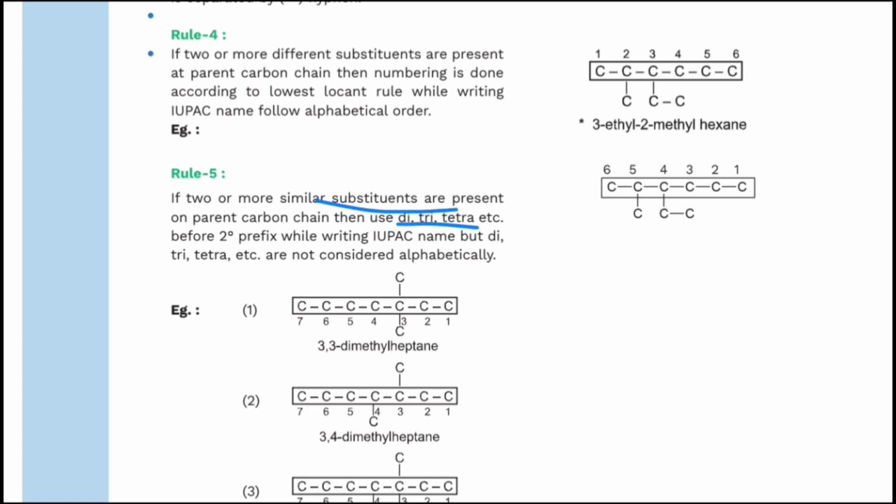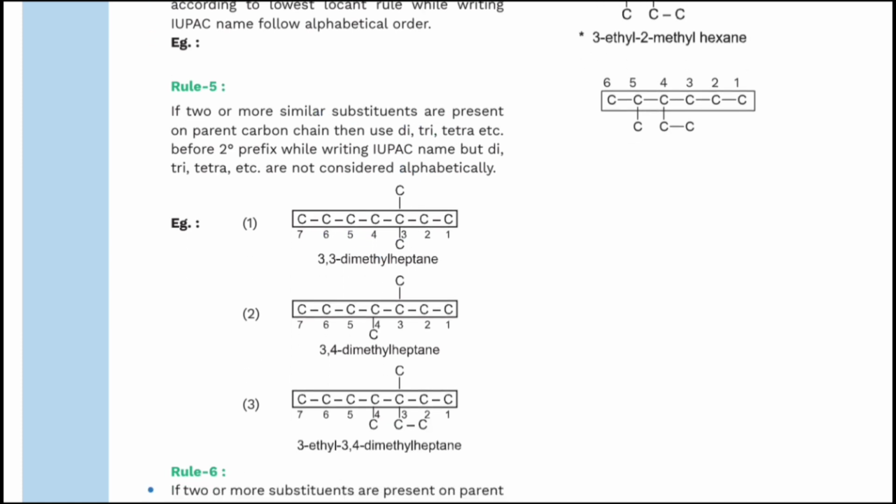Rule number 5: if two or more similar substituents are present, we use di, tri, tetra and so on. You can see here at carbon number 3, 2 methyl groups are attached, so we will name this 3,3-dimethylheptane. And here we number from this side, 1, 2, 3, because if we number from the other side, the substituents are at 4 and 5, but we have to make sure that the substituents get the lowest possible numbers in the chain. So we will start numbering from this side, and it will be 3,4-dimethylheptane.